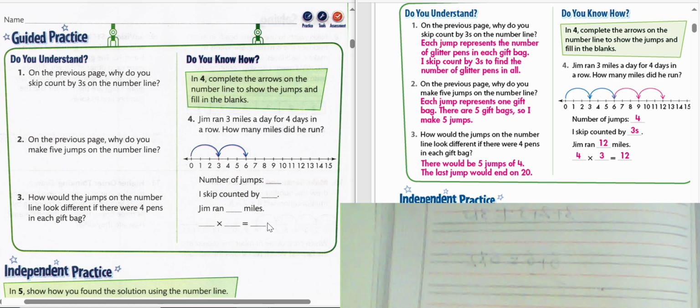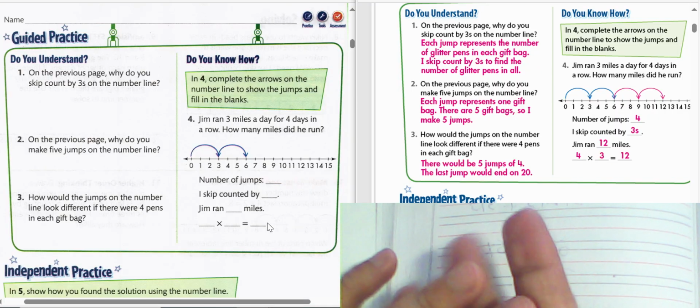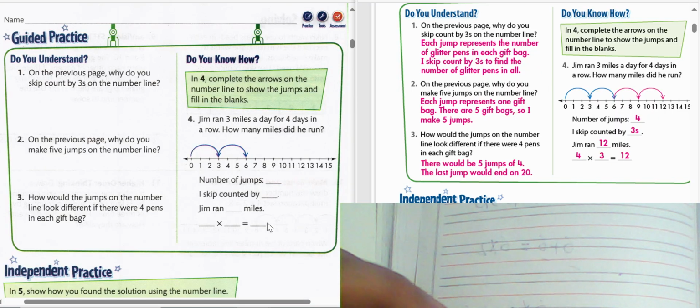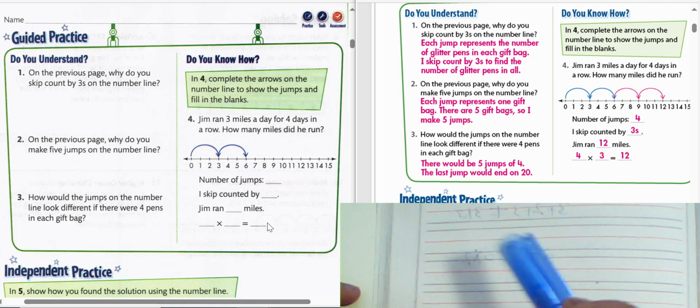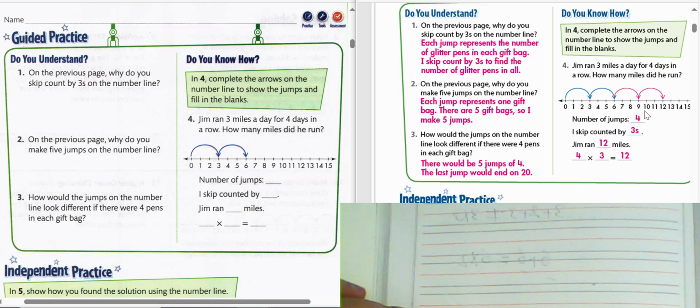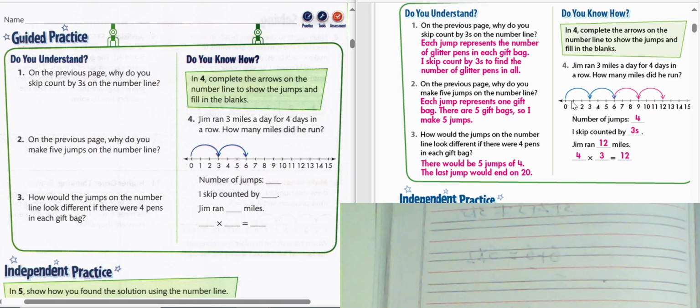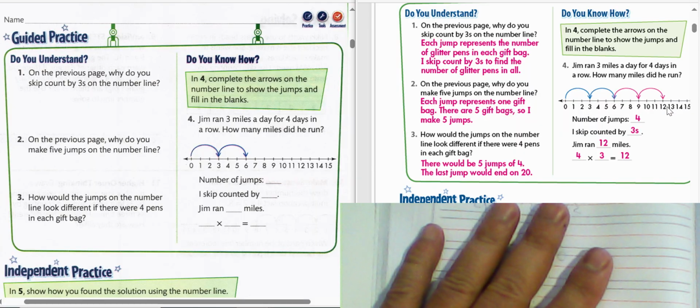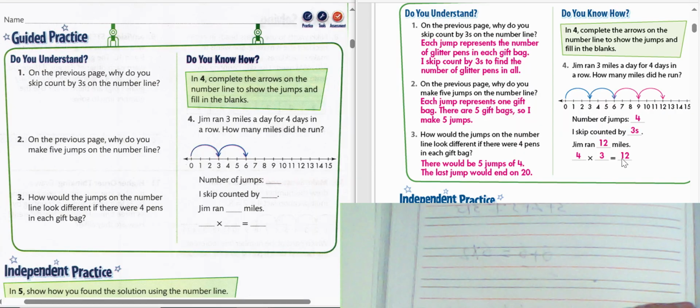Again, in this example, it asks about the number of repeats, which is 4. Then we can write 4 times 3 equals 12. The number of jumps here will be 4. You can go from 0, 3, 6, 9, 12. Number of jumps 4. Then 3 times 4 equals 12, or 4 times 3 equals 12.